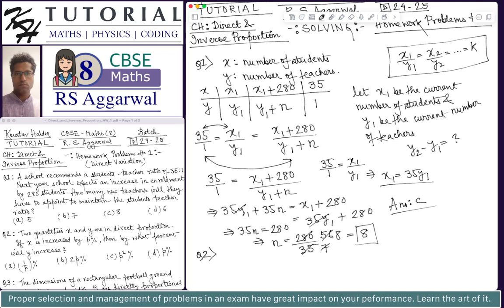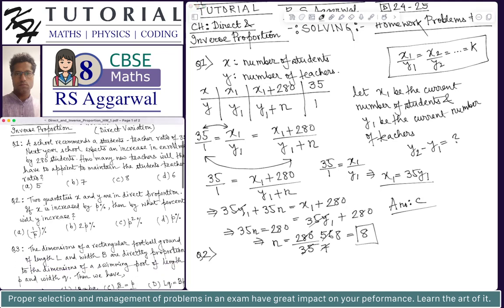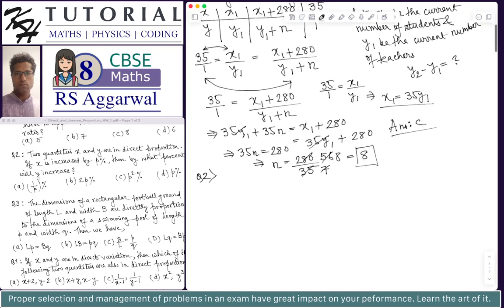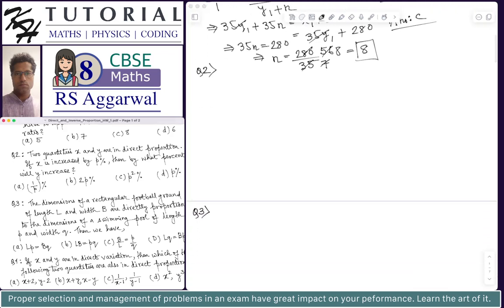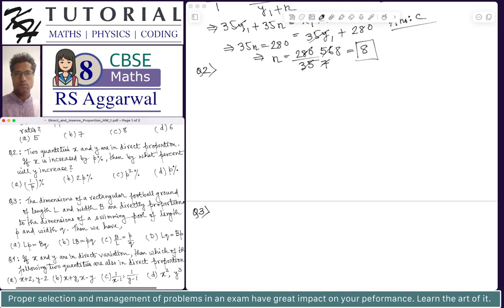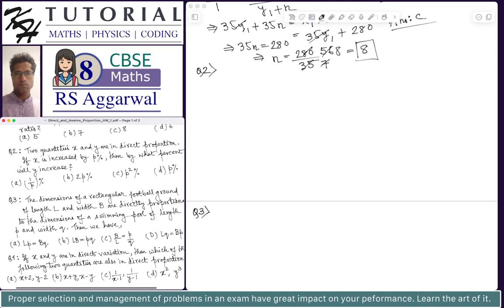Okay, let's do problem number 2. I will quickly check whether everything is properly visible or not. Two quantities x and y are in direct proportion. If x is increased by p%, then what percent will y increase?